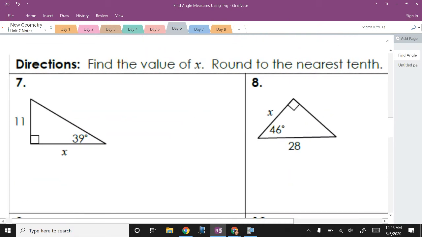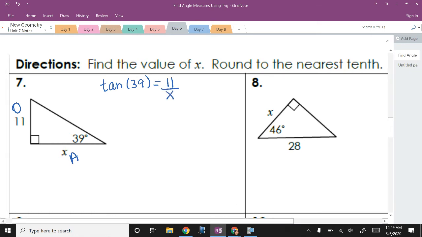Okay, number 7. This is review. Are we going to use sine, cosine, or tangent on number 7? Why tangent? Right, this x is the adjacent, and 11 is the opposite, and we don't have a hypotenuse. So how do we set this up? Tangent of 39 degrees equals x over 11 or 11 over x? Opposite over adjacent, so 11 over x.